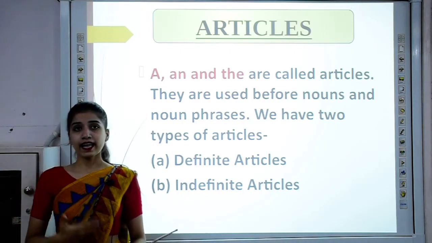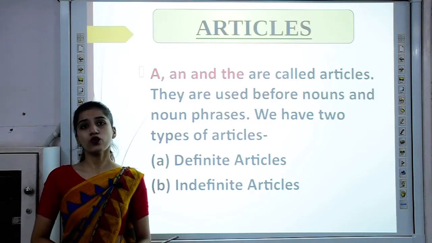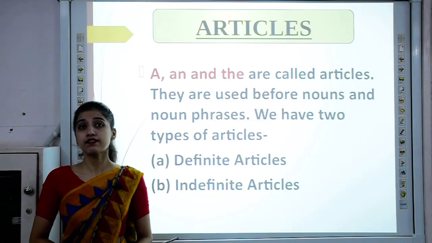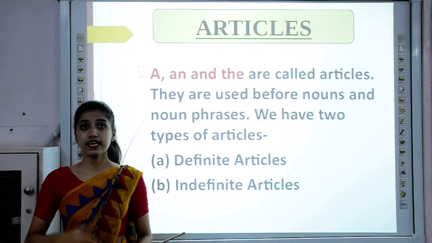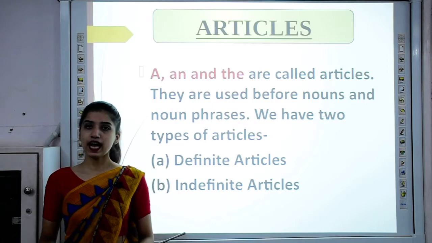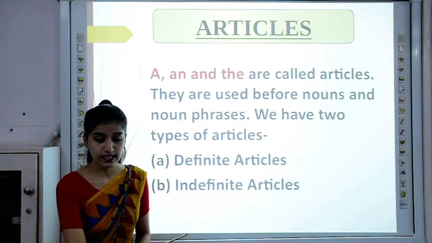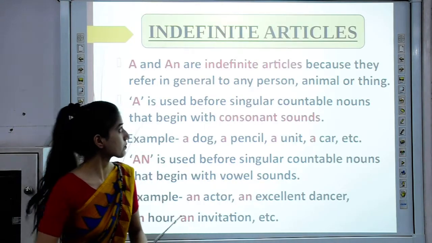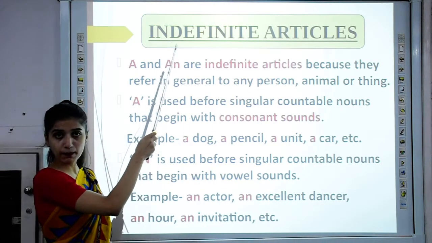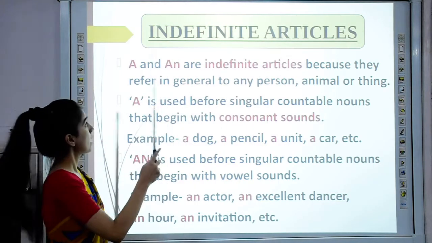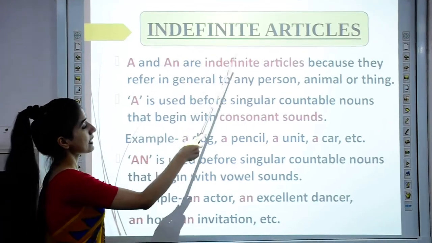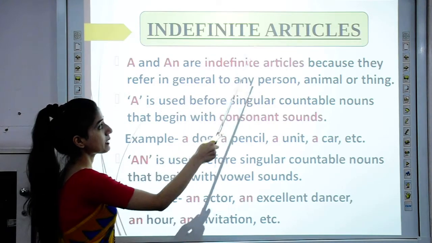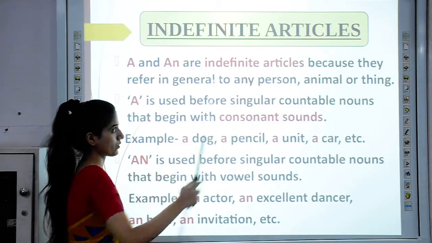So, a, an and the, as you all know, are articles. But now these articles are classified into two categories, that is definite article and indefinite article. So let's study what indefinite and definite articles are. First we will be studying indefinite articles. A and an are indefinite articles because they refer in general to any person, animal or thing.